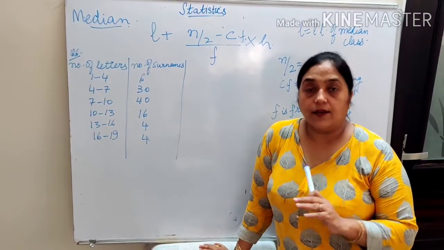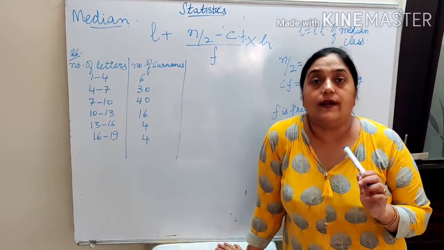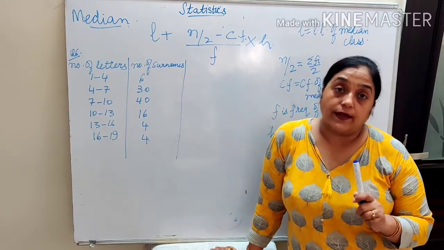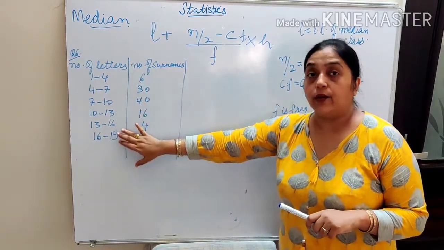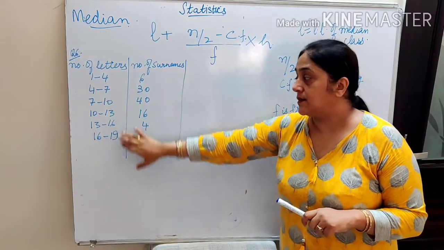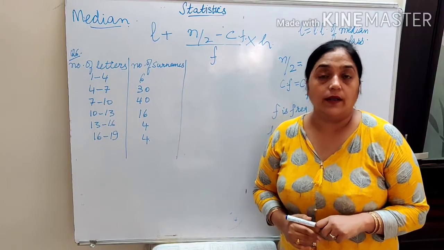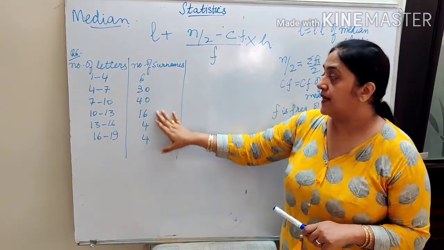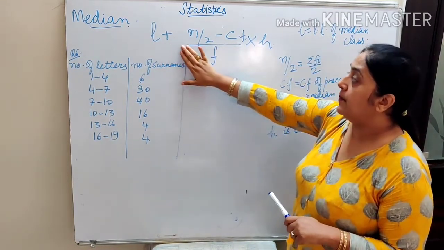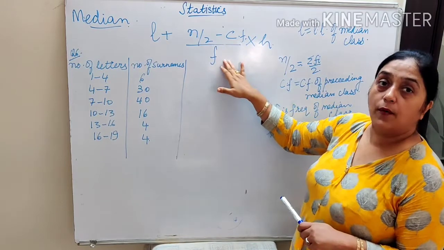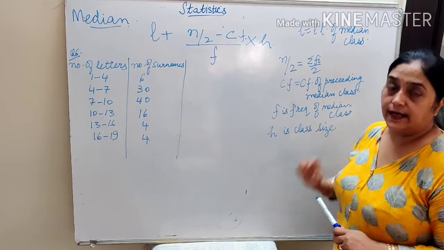What do we do in raw data? First we arrange the data in ascending or descending order. After that we find the middlemost value of that data. So here also we are trying to get the middlemost value of this grouped data, which is called the median. The middlemost value is called the median, right? The frequency is already given to you. The formula is L plus n by 2 minus Cf upon f into h. And what these things are, I will be telling you.